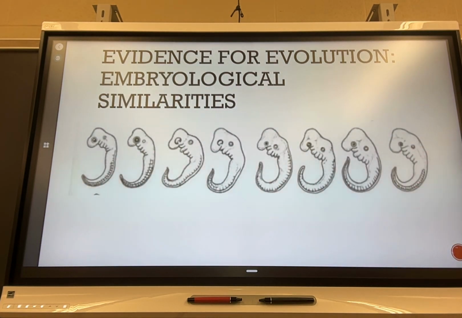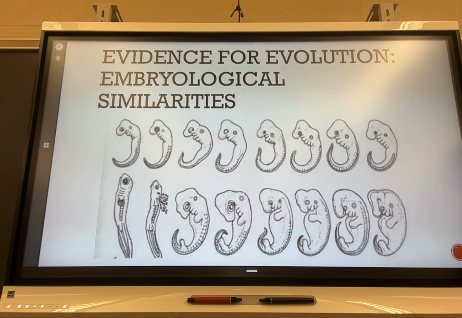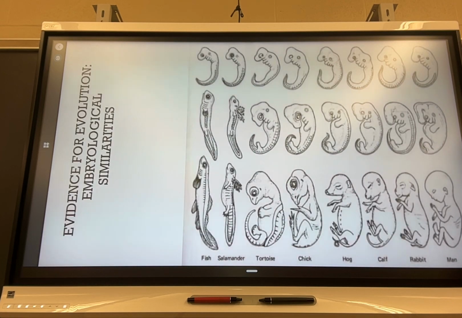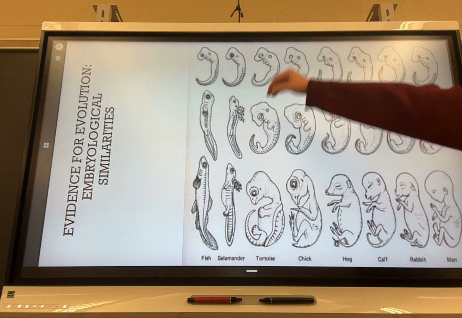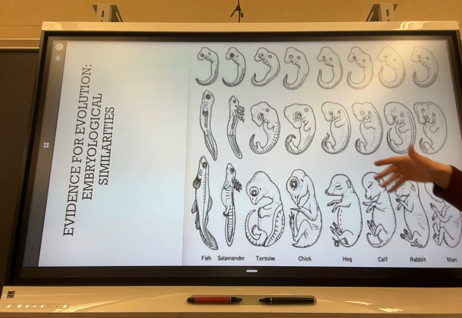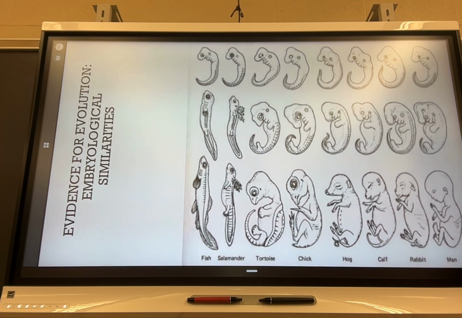The next one is embryological similarities. Embryos are kind of the starting development after eggs are formed, or eggs are fertilized. So to start out, take a moment, look through these embryos. Do you think you could figure out what type of organisms they are? What about now? So it might be a little easier now, but there's still a lot of them that look very, very similar. How about now? So you can see that even though we end up diversifying into fish, salamanders, tortoises, chicks, hogs, calves, rabbits, humans, we all start out looking very similar.